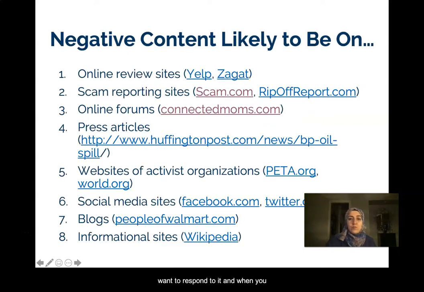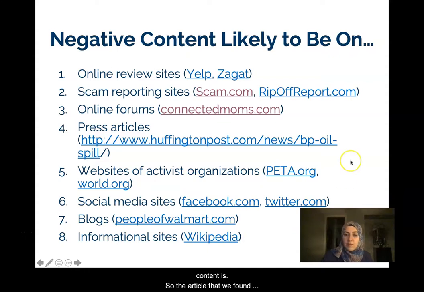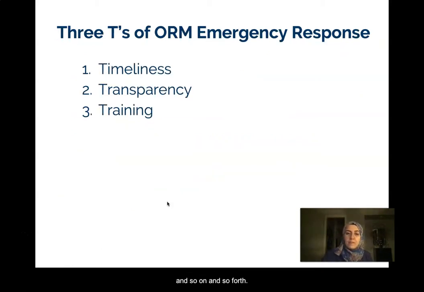And when you respond to it, that's going to depend on where exactly the content is. So the article that we found for Virgin Atlantic, that would go in number 4 here. It's a press article. But you might also find negative content on review sites. You might find it on sites that are specialized in just reporting scams. You might find it on online forums. You'll obviously find stuff from time to time on social media, and so on and so forth.